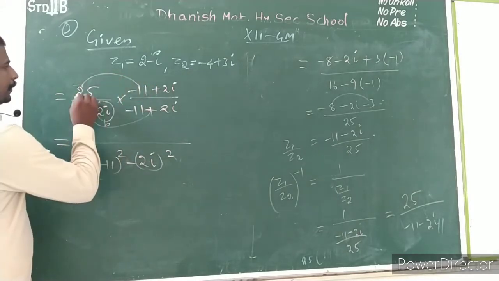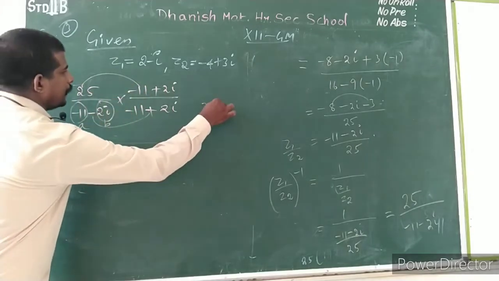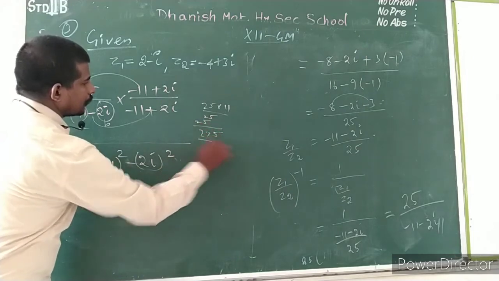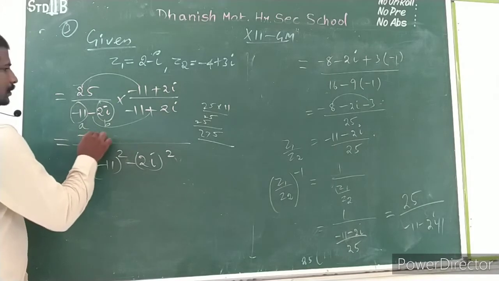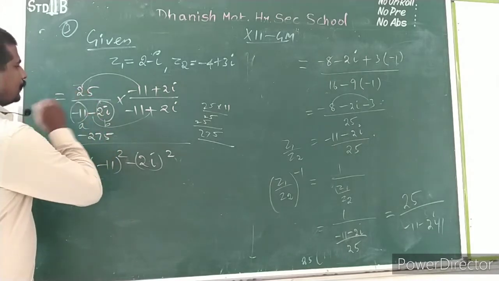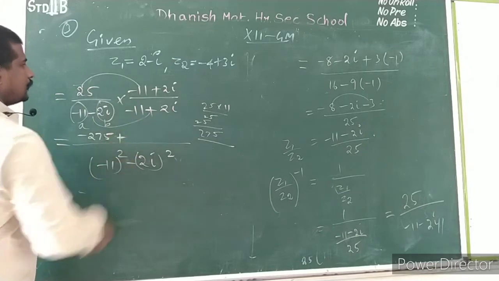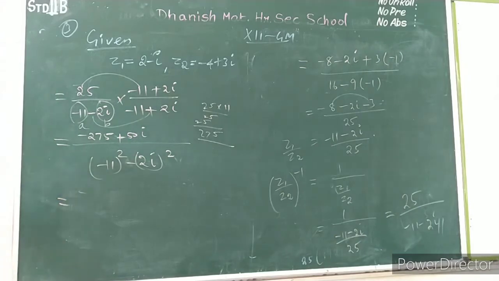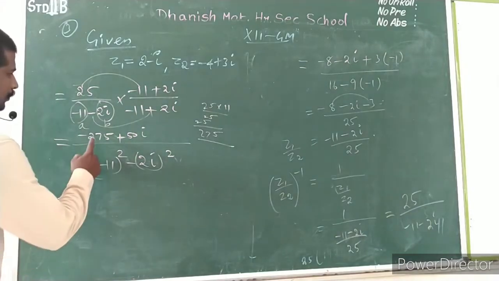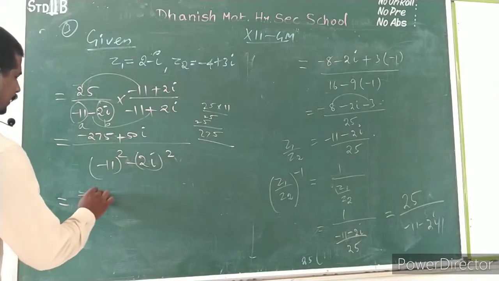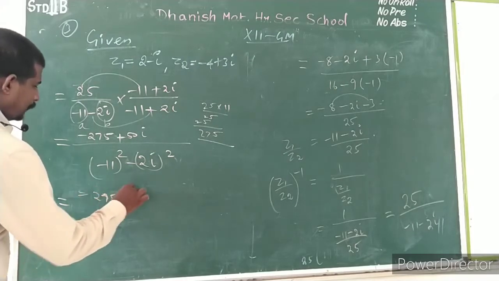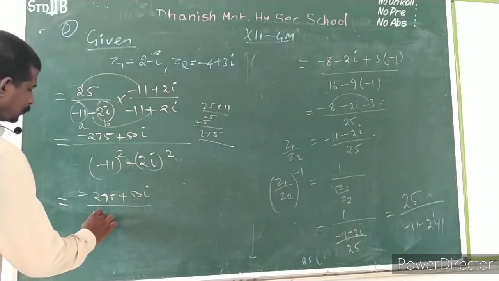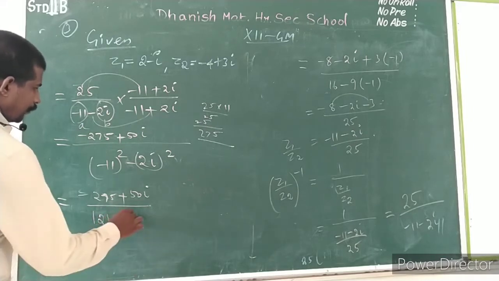So 25 into 11, minus 275, plus 50i. Now this is equal to minus 275 plus 50i divided by, here we are having 11 square, that is 121, plus 4.